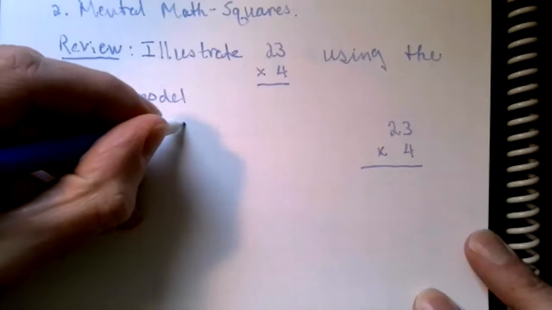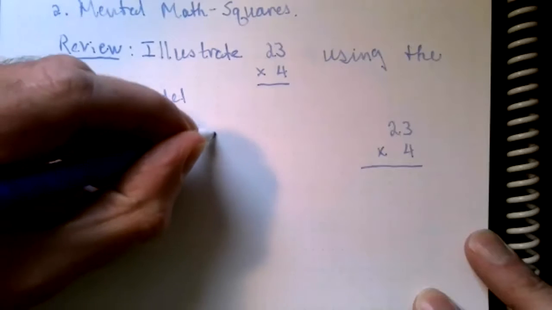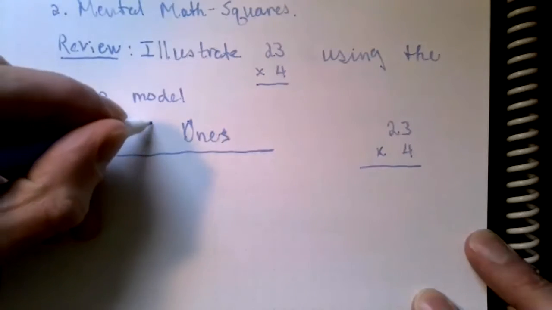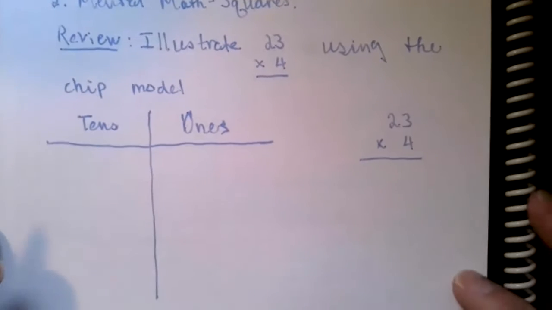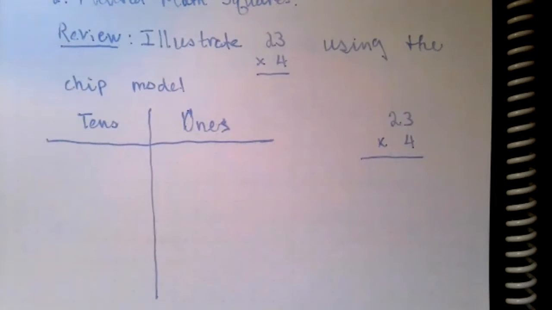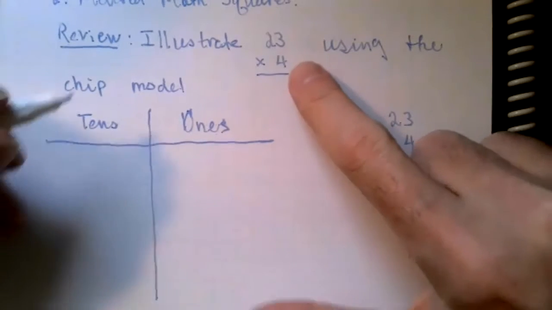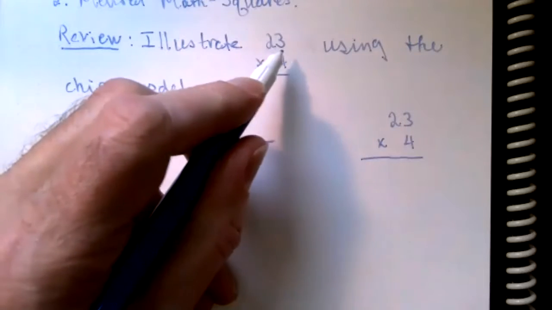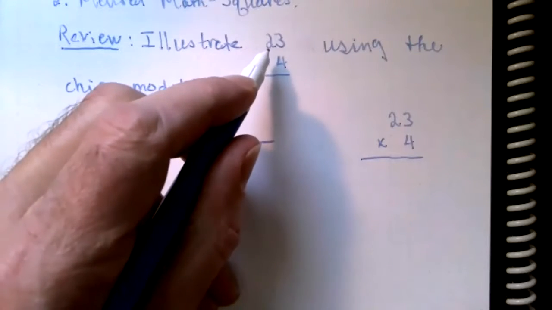Make a tens tray and a ones tray. Okay, so I'll start out by making my trays. I'll need a tens tray, I'll need a ones tray. Okay, great, so I've got those. Now what do I do? Four rows of 2 in the tens, and then 4 rows of 3 in the ones. Okay, great. So I'm doing 4 rows. So this number on the bottom tells me how many copies of 23 I need to put into this model.